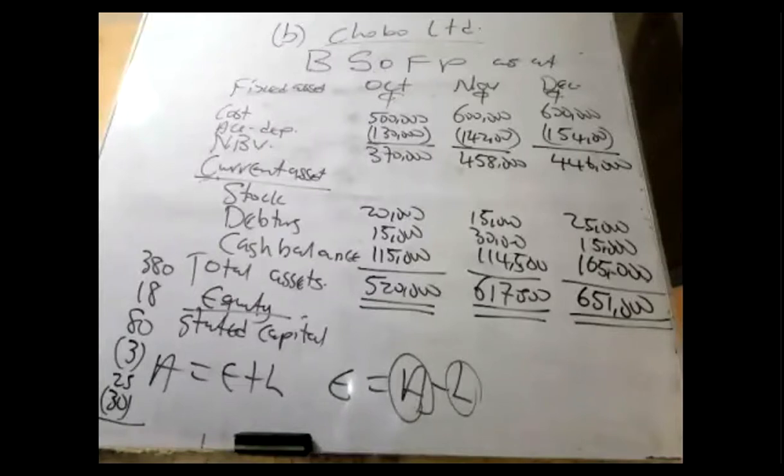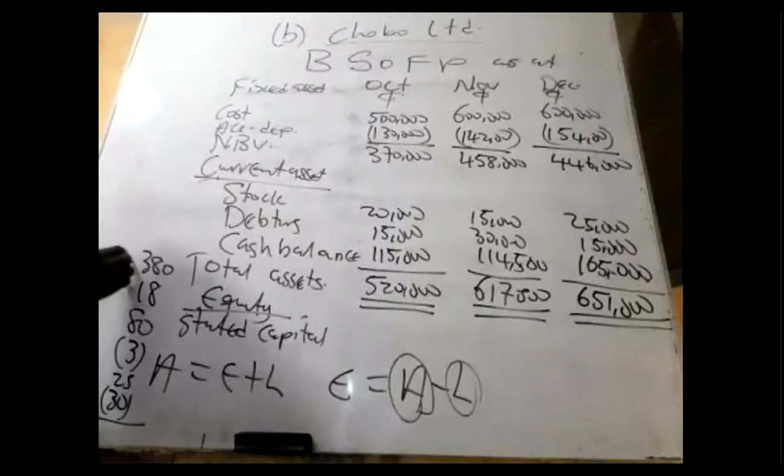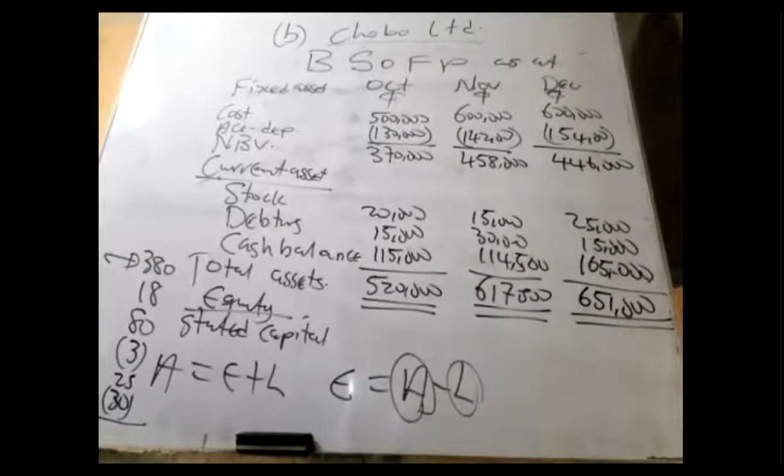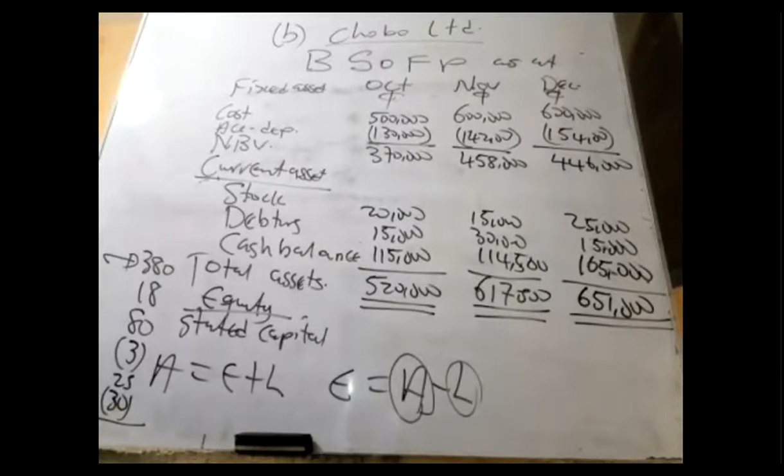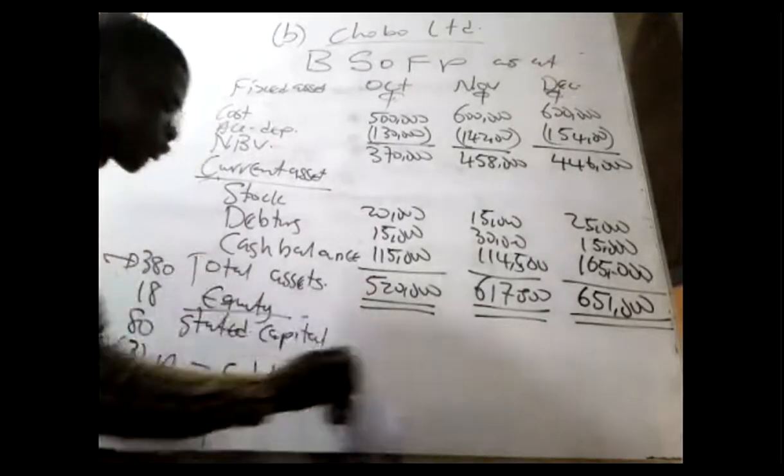Depreciation is 120. I've already subtracted it from the fixed assets, so I had 380. Adding all together: 380 plus 18 plus 80 minus 3 plus 25 minus 30 gives 470. So the 503 is the total assets, and the capital is 470.